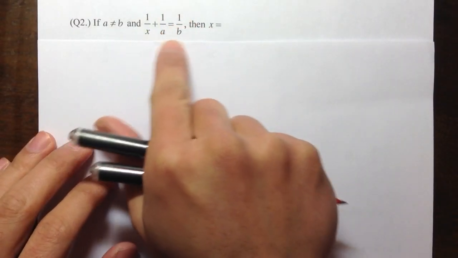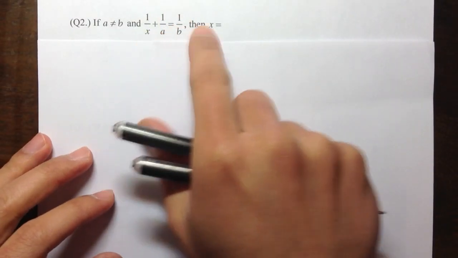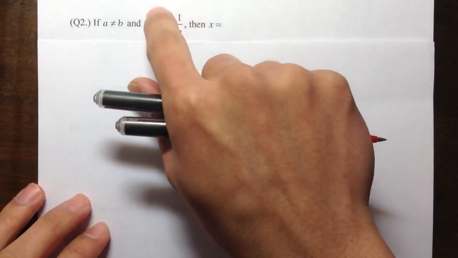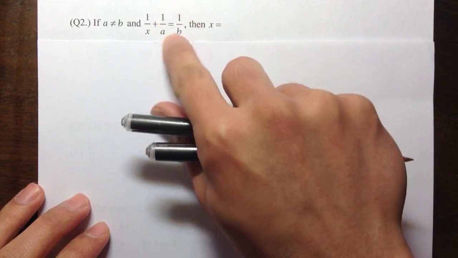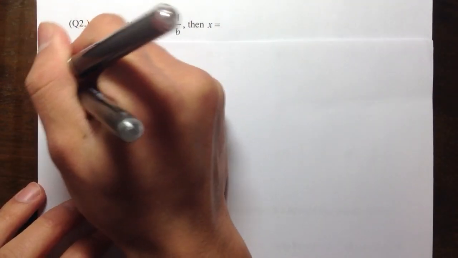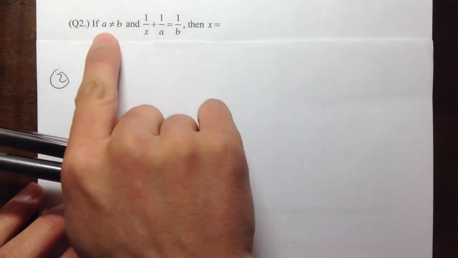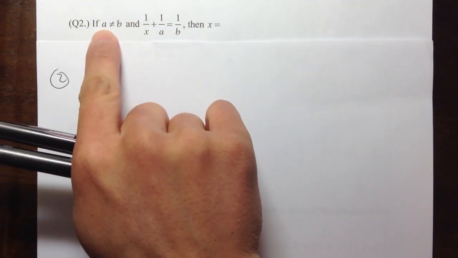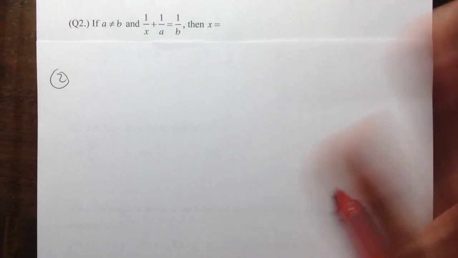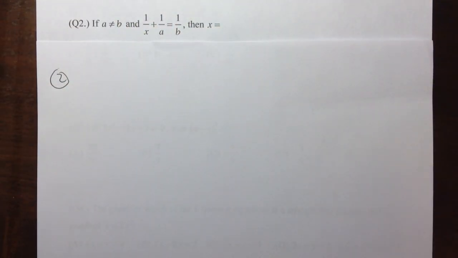For question 2, we are given an equation, and notice that we have fractions, right? And our goal is to try to isolate the x. Notice we have 1 over x plus 1 over a equals 1 over b, and we want to isolate x. Also, don't let the a is not equal to b bother you. They just want to say that to make things work out nicely.